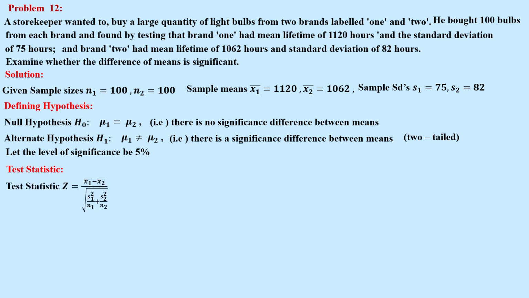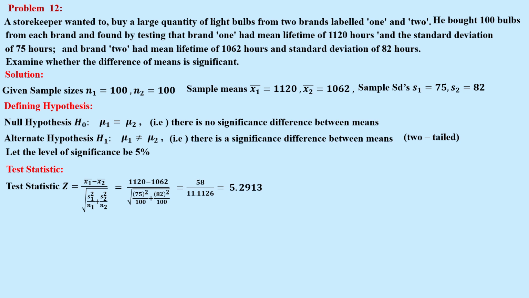Test statistic z is equal to x1 bar minus x2 bar divided by root of s1 square by n1 plus s2 square by n2. Substituting these values, 1120 minus 1062 divided by root of 75 square by 100 plus 82 square by 100. After simplification you will get 5.2913. So the calculated value of z is 5.2913.